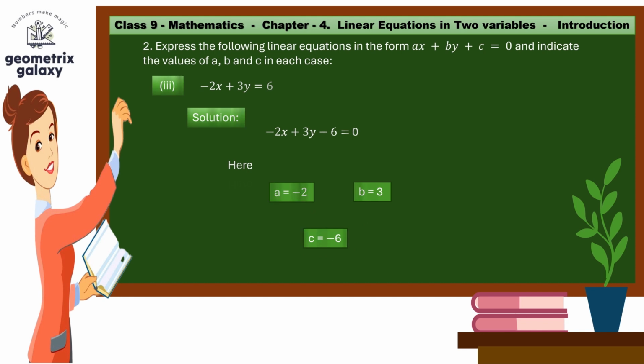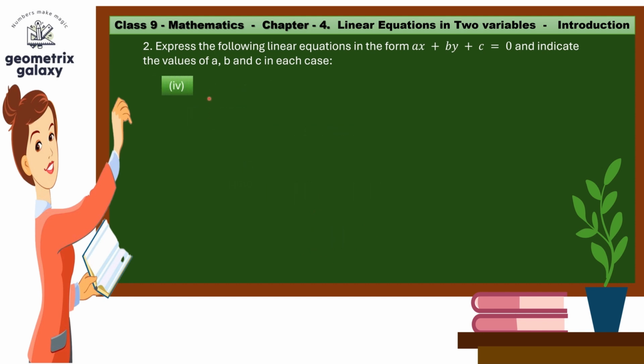Now comes the fourth subdivision, x is equal to 3y. In this problem we have only x term and y term. There is no constant term. So we have to take the constant as 0. So the general form of x is equal to 3y is x minus 3y plus 0 is equal to 0. So a takes the value 1, b takes the value minus 3 and c takes the value 0.